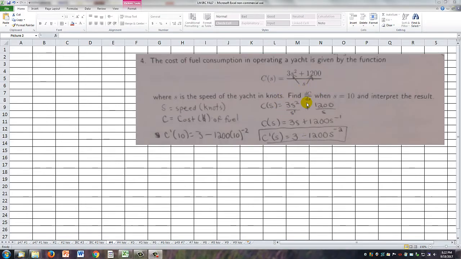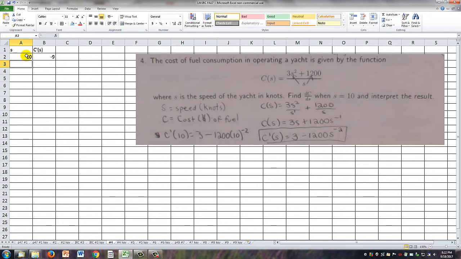Okay, this next one just wants you to find the IRC when s is 10. So my input is speed in knots. My output is cost, and I want to just evaluate the derivative at 10. And I've already taken this derivative here. So that's 3 minus 1200 times s to the negative 2.